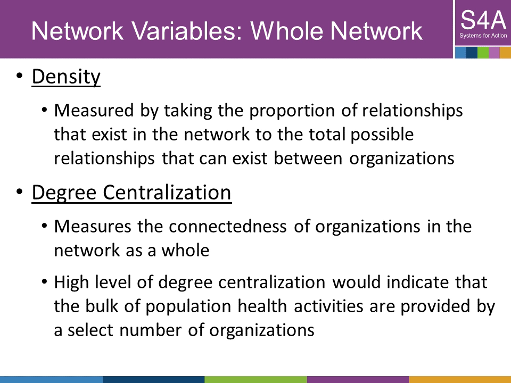So a little bit about the network variables that we're using. We look at it 2 ways. We look at some whole network variables, and the 2 that we focus on here are density and degree centralization. Density is measured by taking the proportion of relationships that exist in the network to the total possible relationships that can exist between organizations. So a network with perfect density would be one where all of the different organizations are working on these population health activities together. We also measure degree centralization.